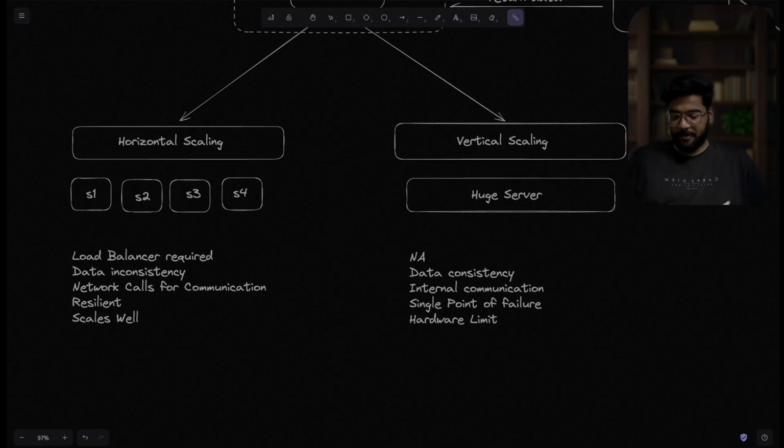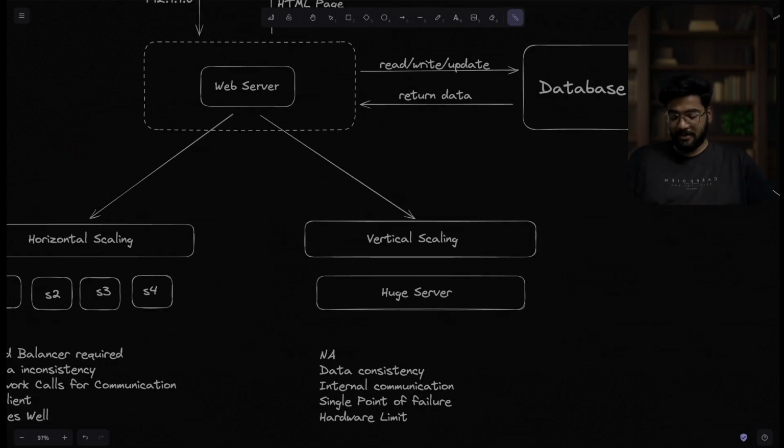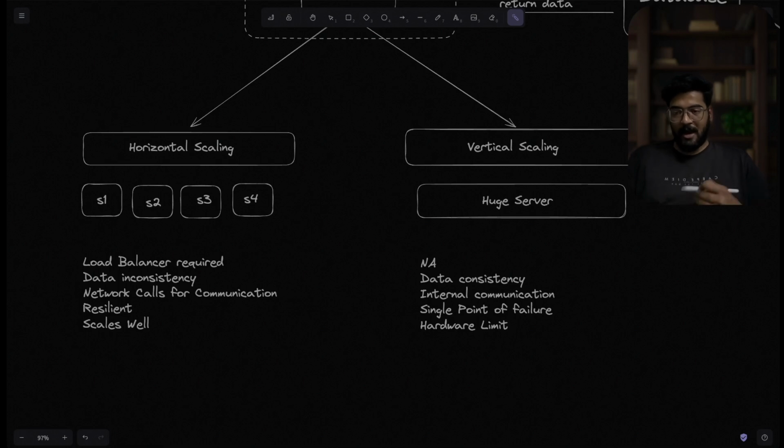This is on the upper level: what are the differences between the horizontal scaling and vertical scaling of the web servers? And this was the first part of how we can accommodate huge traffic that is coming to our applications.